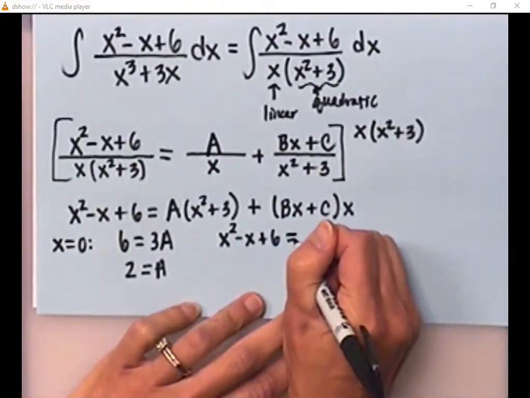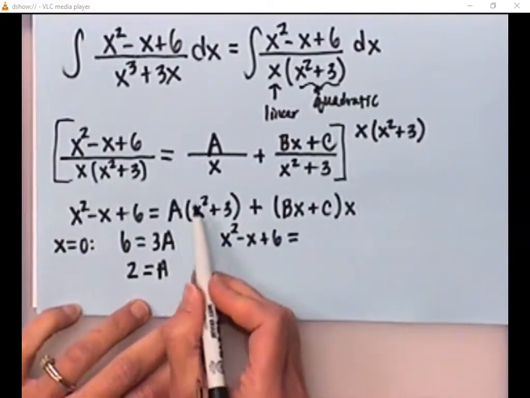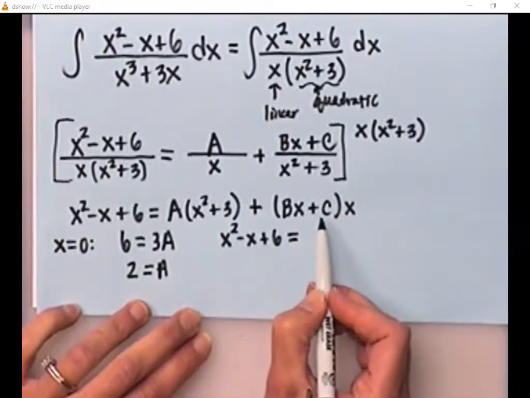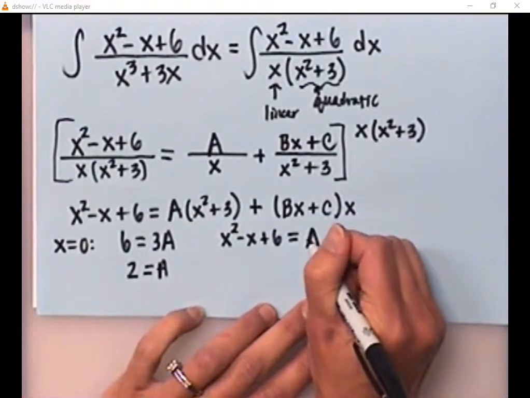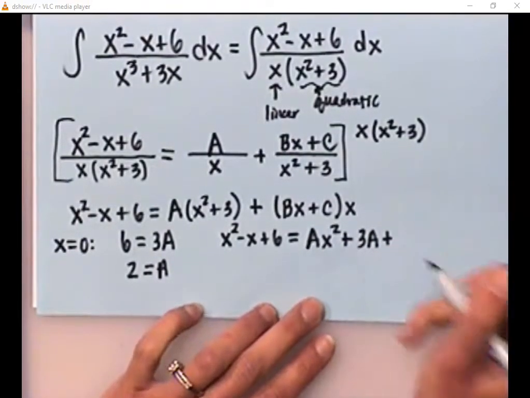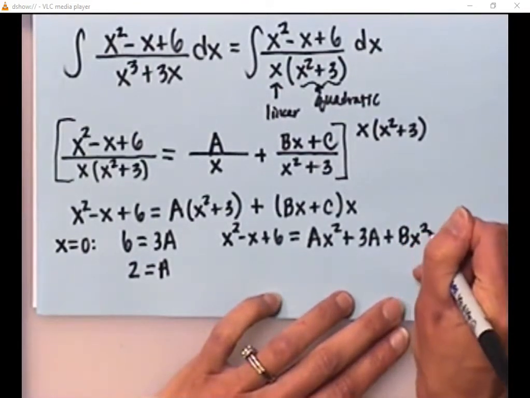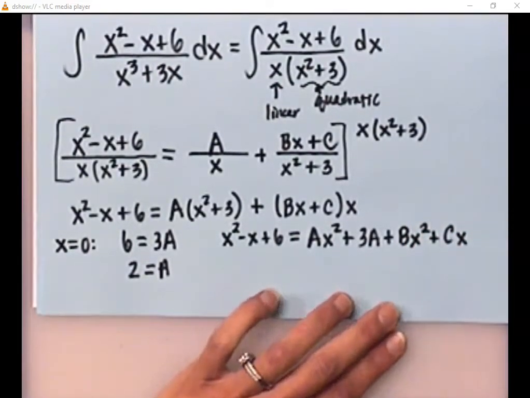So here's what we're going to do. I'm actually going to distribute all of this through. Okay, so I'm going to distribute the a and the x through. So let's see what that looks like. That'll be ax squared plus 3a. What else? bx squared, right? Plus cx.